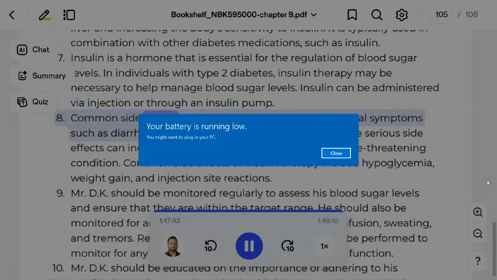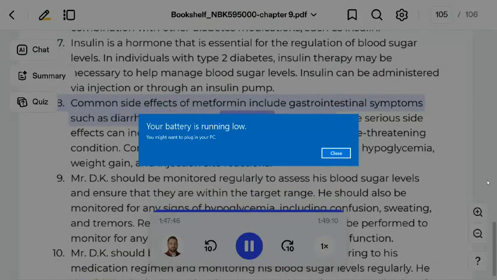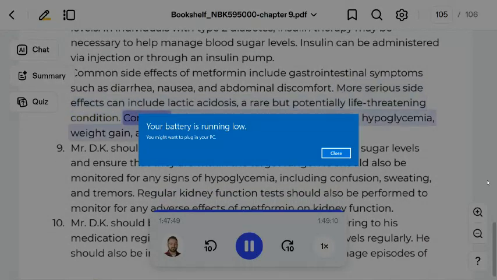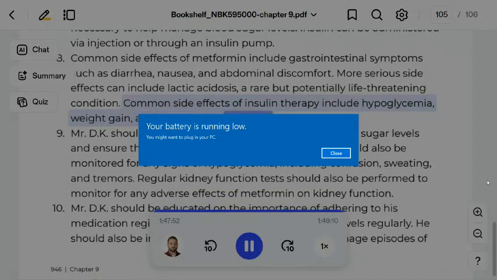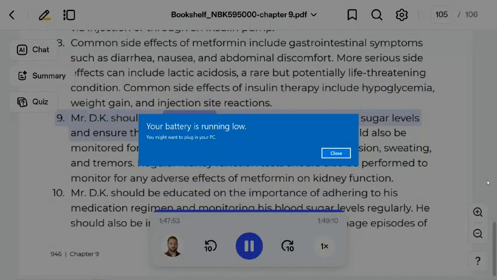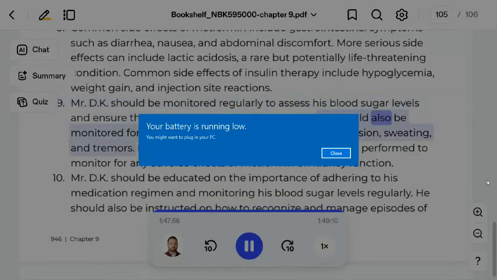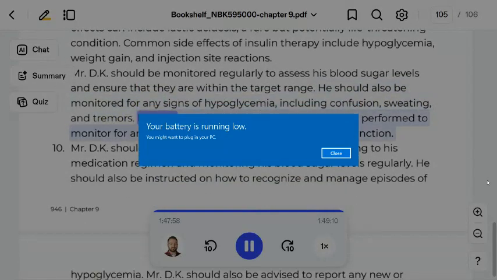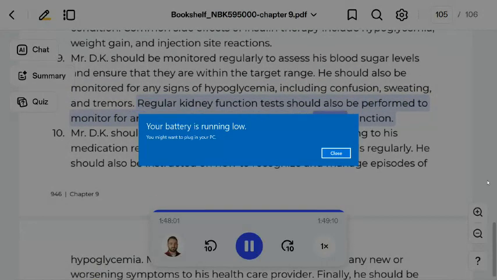8. Common side effects of metformin include gastrointestinal symptoms such as diarrhea, nausea, and abdominal discomfort. More serious side effects can include lactic acidosis, a rare but potentially life-threatening condition. Common side effects of insulin therapy include hypoglycemia, weight gain, and injection site reactions. 9. Mr. DK should be monitored regularly to assess his blood sugar levels and ensure that they are within the target range. He should also be monitored for any signs of hypoglycemia, including confusion, sweating, and tremors. Regular kidney function tests should also be performed to monitor for any adverse effects of metformin on kidney function.